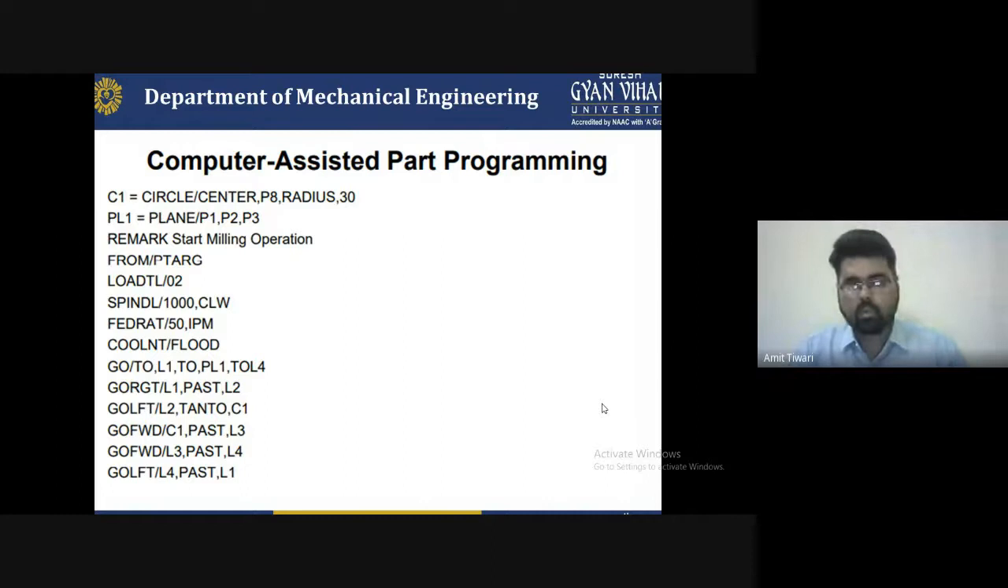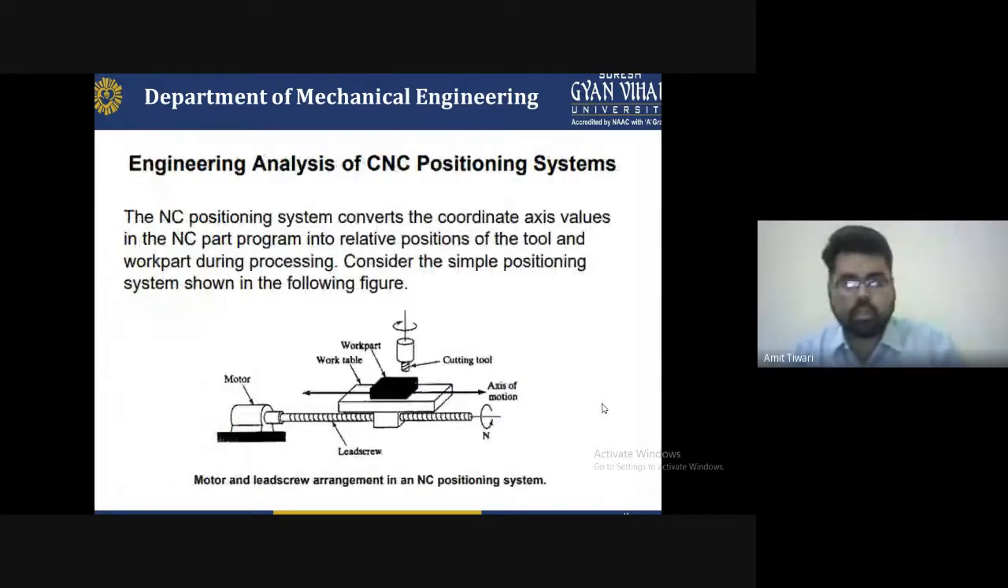Okay, now the next, that is the engineering analysis of CNC positioning system. The first is that the CNC positioning system converts the coordinate values in the NC, that is numerical control, part program into the relative position of the tool and work part during the processing. And considering the simple positioning system, the work should be mentioned here.